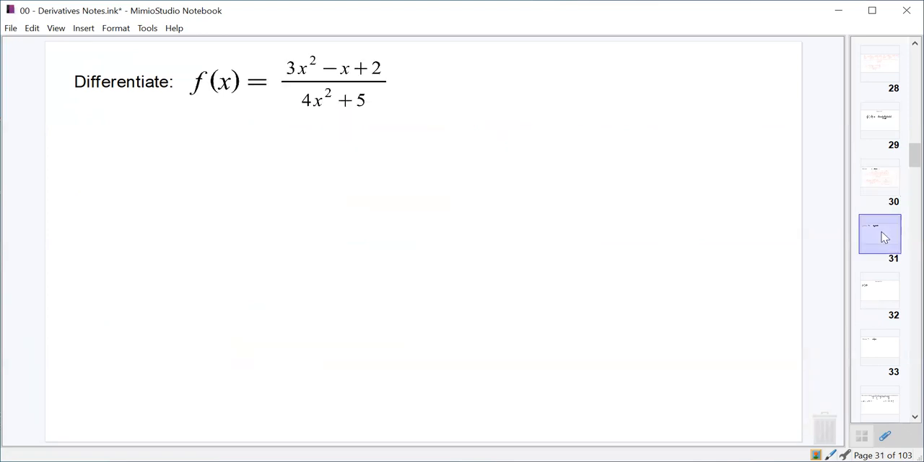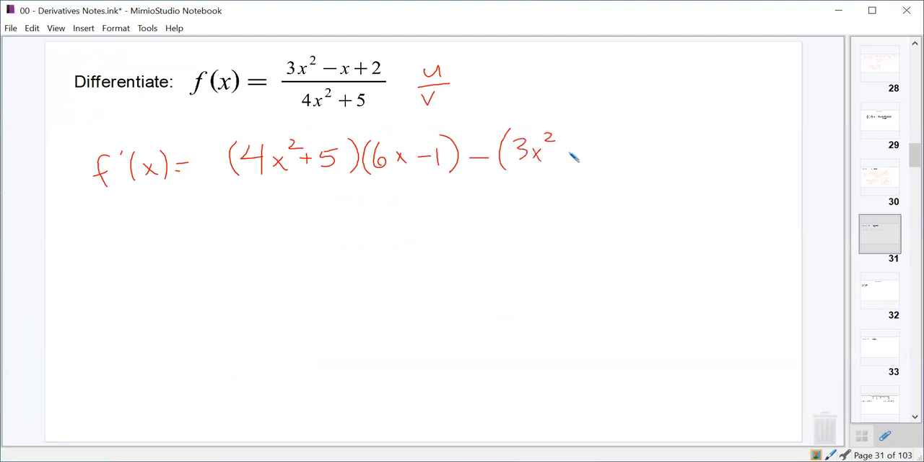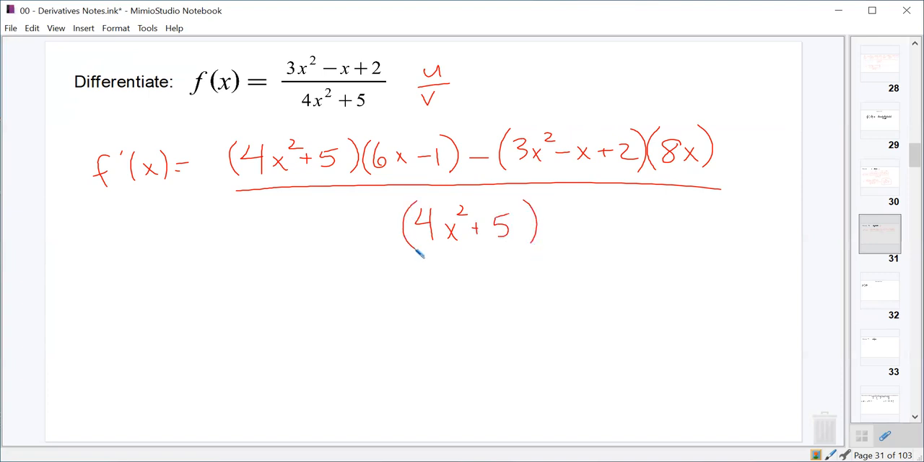We'll do the same thing here. We have a quotient of two functions, u over v. So our derivative, f prime of x, ought to be v times the derivative of u, which is 6x minus 1, minus u times the derivative of v. And we'll just find both those derivatives with the power rule. And then we'll divide that all by v squared. And once again, if we want to, we can, of course, just go through and simplify this down.